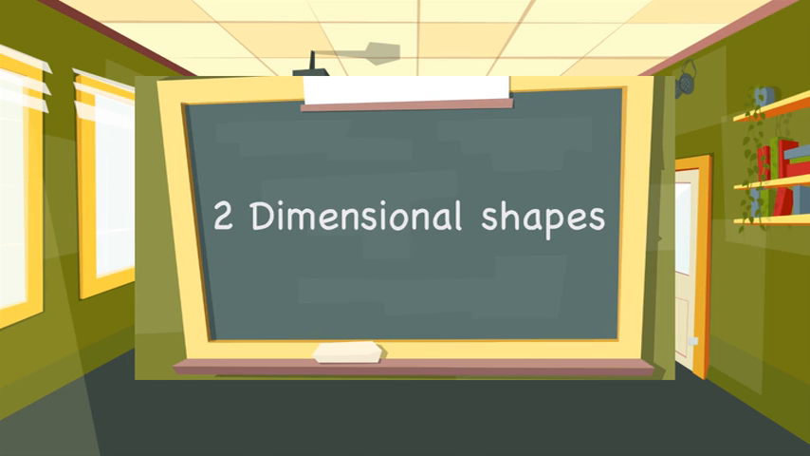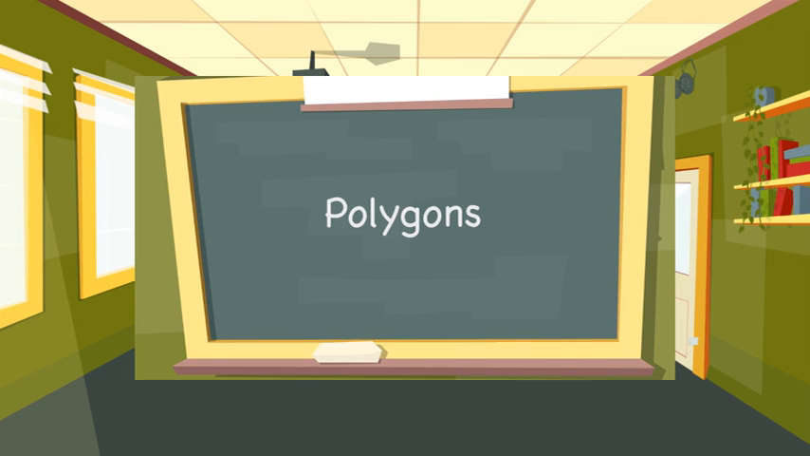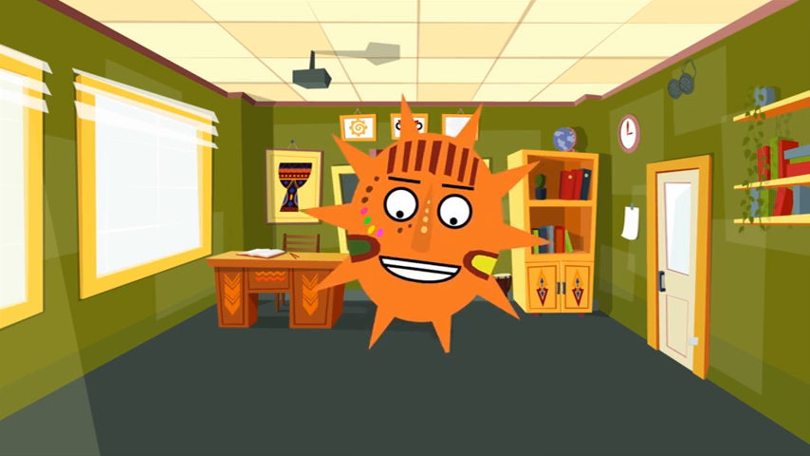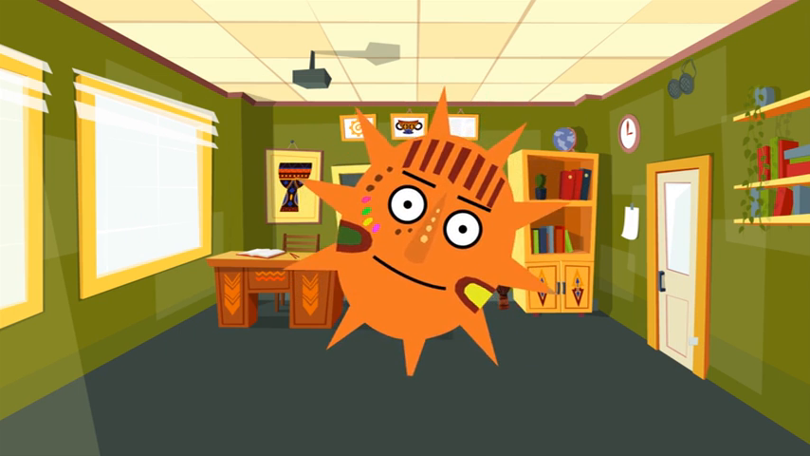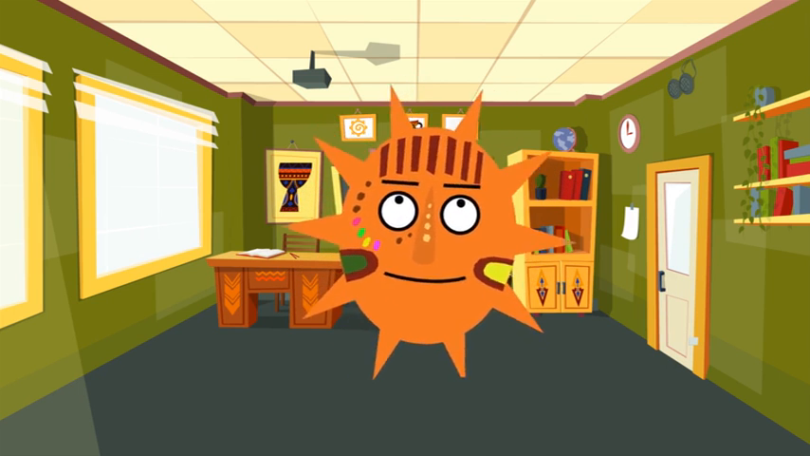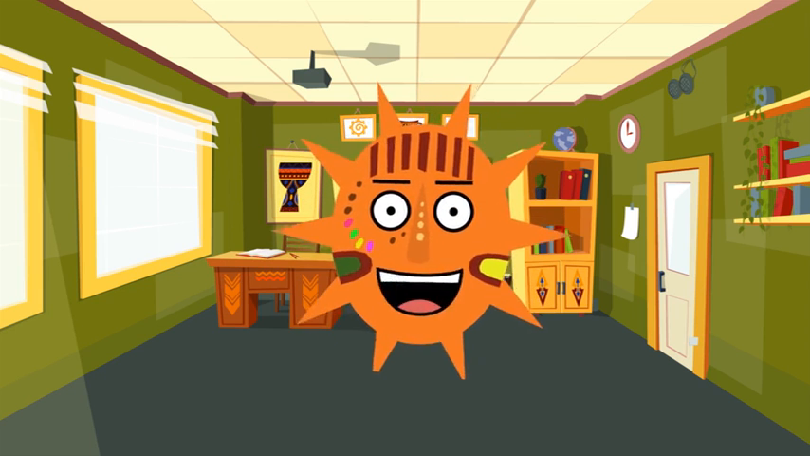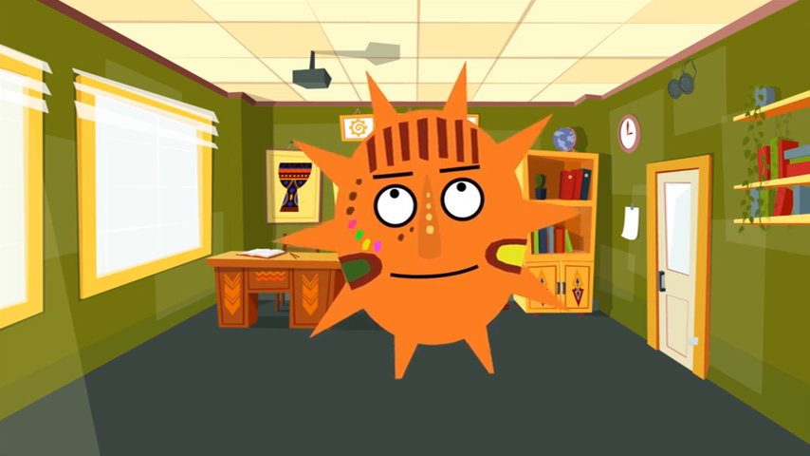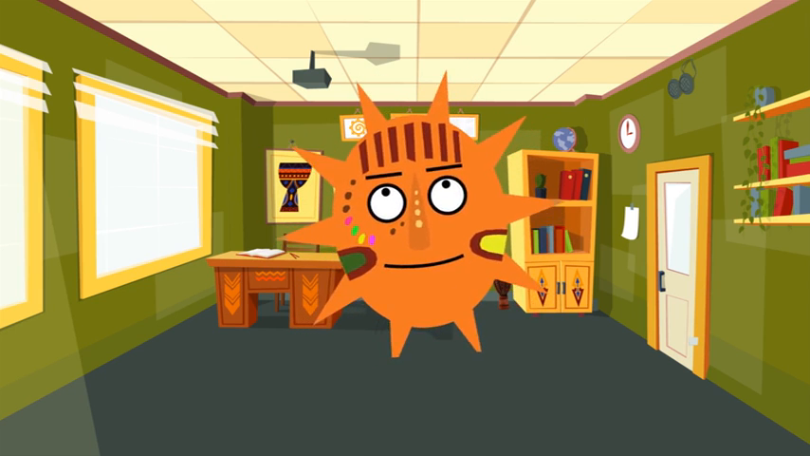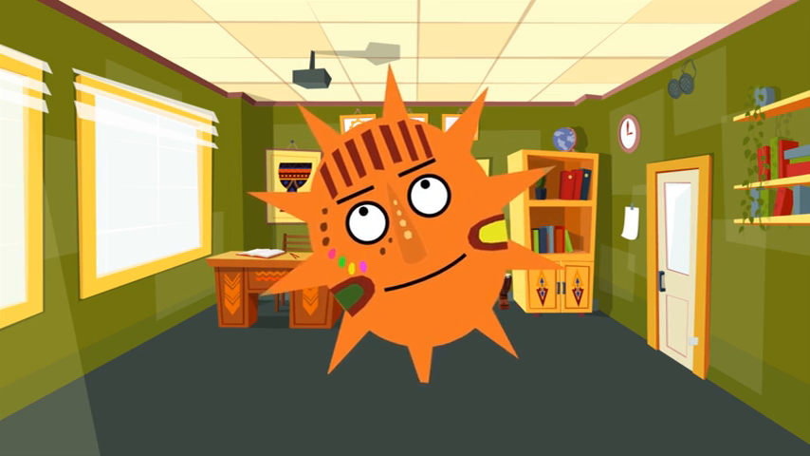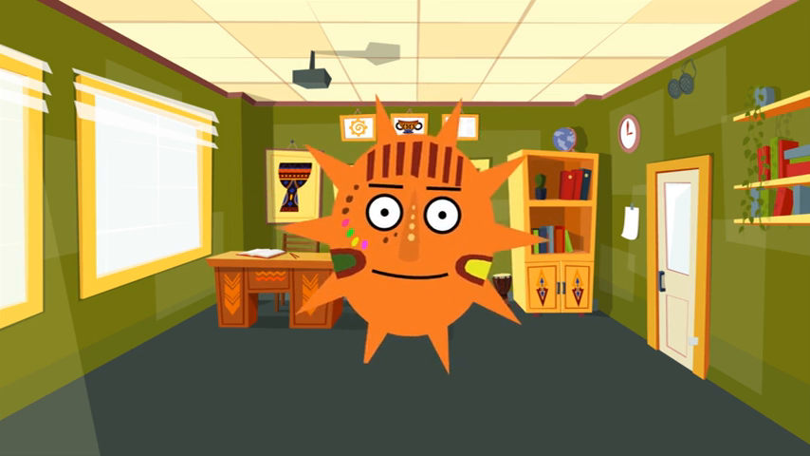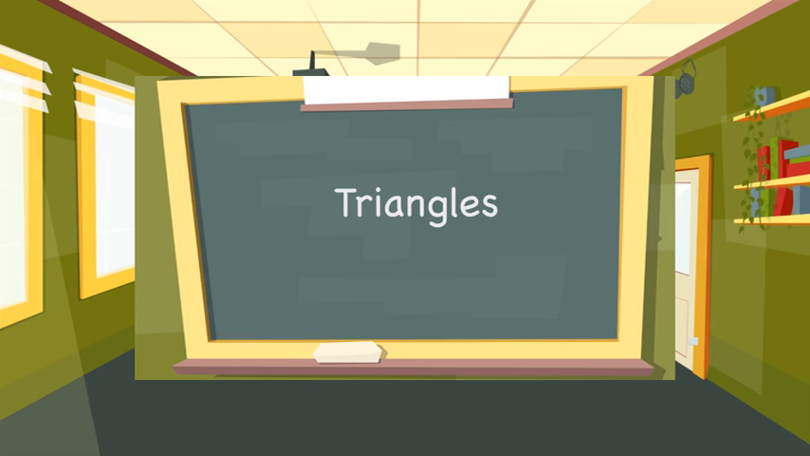And another name for plane shapes is called polygons. So when we're talking about polygons, we are also talking about shapes. And these shapes are given names according to the number of sides that they have. We are going to start by looking at shapes that are called triangles.